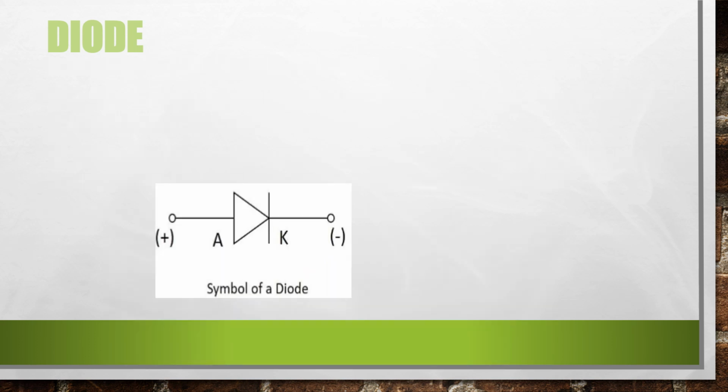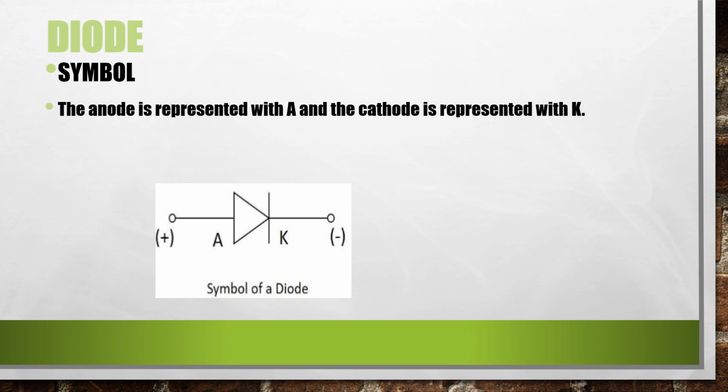Now we will talk about symbol of a diode. A diode has two terminals, anode and cathode. The anode, which is the positive terminal of a diode, is represented with A, and the cathode, which is the negative terminal, is represented with K.